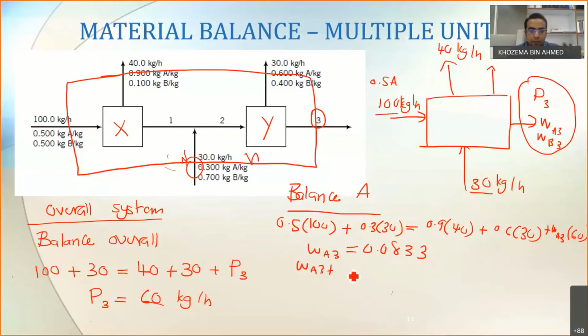Then I know that WA3 plus WB3 is equal to 1. So I can get my WB3 is equal to 0.9167. So I've solved for my stream number 3. Now the only thing we have left is to solve for stream number 1 and stream number 2, which are our P1 and our P2.